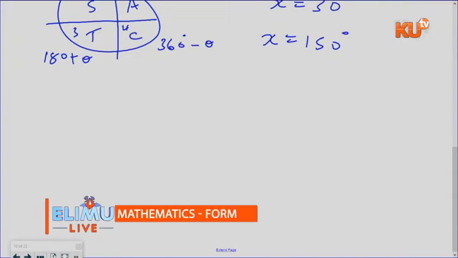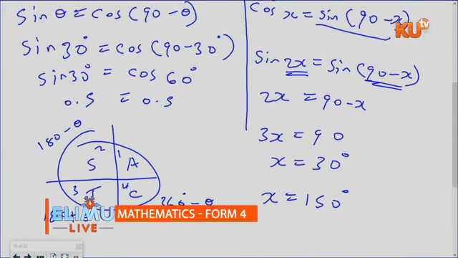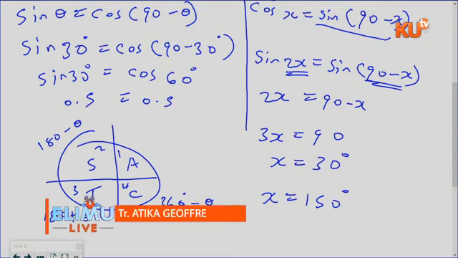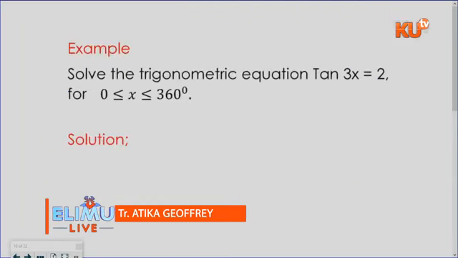Let's look at another example. I'm sure the challenge is on the unit circle. Some of us have forgotten the concept, but today we are being reminded that we need to revisit that particular chapter in Form 3. Let's look at another example. Very good example here. Solve the trigonometric equation tan 3x is equal to 2. The range of x is given from 0 degrees to 360 degrees.